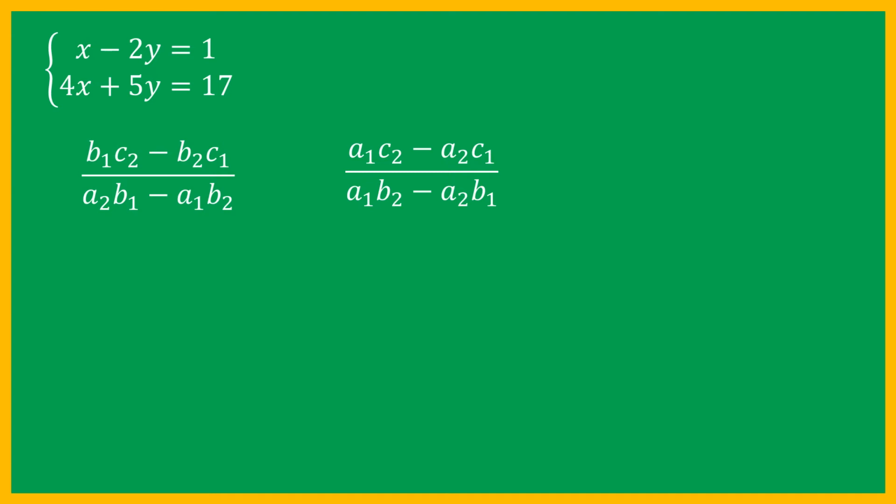So let us try to solve the solution of the system of linear equation x minus 2y is equal to 1 and 4x plus 5y is equal to 17. Now, paano natin gagamitin yung formula? So in order for us to use the formula, syempre kailangan nating ma-identify ano-ano yung mga values, yung a sub 1, a sub 2, b sub 1, b sub 2. Now, in this case, pwede naman natin siyang ilagyan ng label.